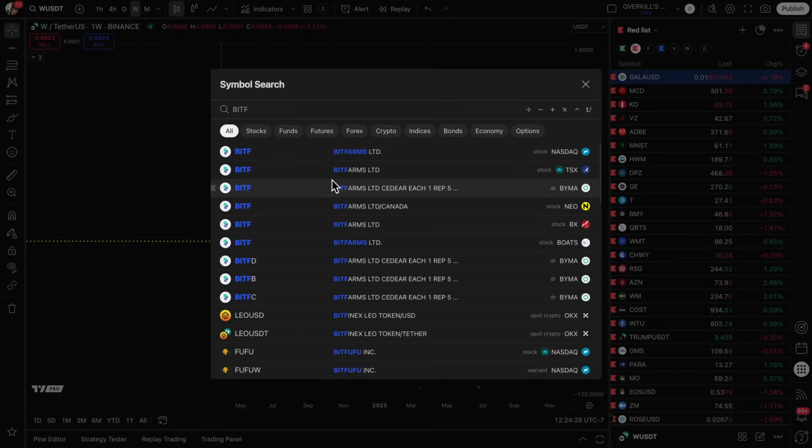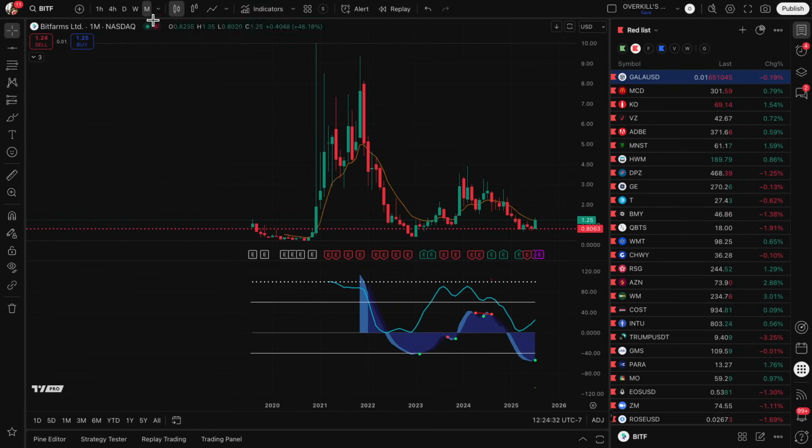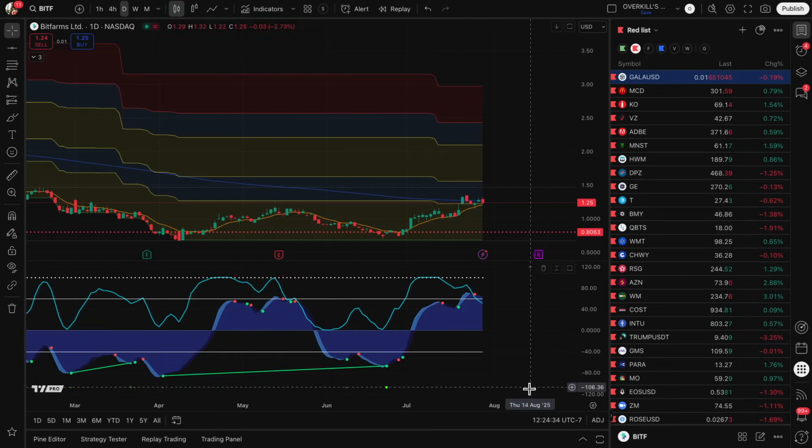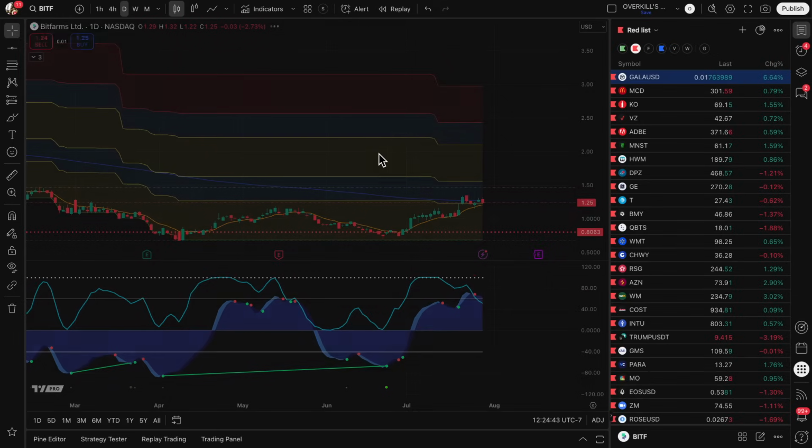BITF, this is Bitfarms, a Bitcoin miner. That one's green on the monthly. So again, you're looking for those daily dots. You got one right there at around $1. It's up to $1.25. Target on that's up there at 3. I like that one. Woof. Petco.